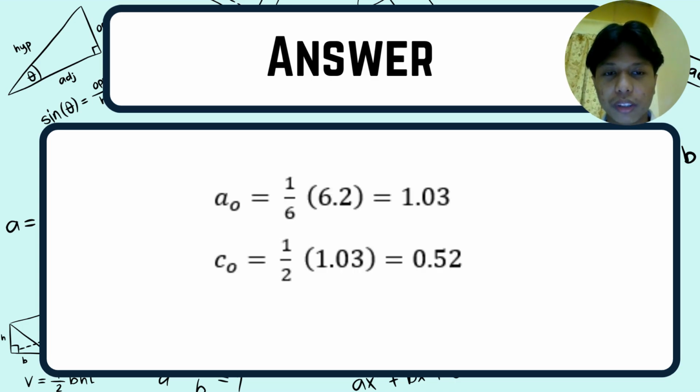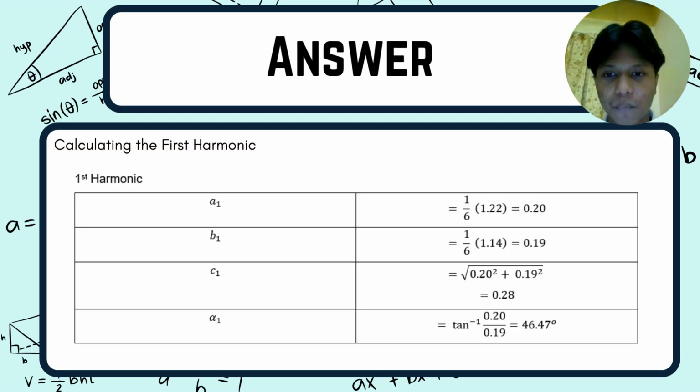So based on the previous table, we can calculate a naught and c naught. a naught is equal to 1/6 times 6.2, which is 1.03, and c naught is equal to 1/2 times 1.03, which is 0.52. In order to calculate the first harmonic, we use the previous equations and substitute the values. So a1 is equal to 0.20, b1 is equal to 0.19, c1 is equal to 0.28, and alpha 1 is equal to 46.47 degrees.